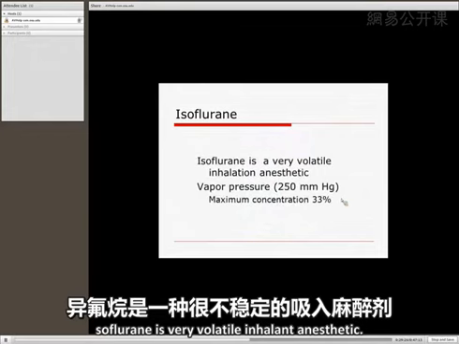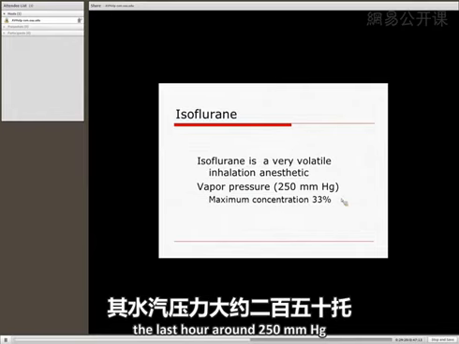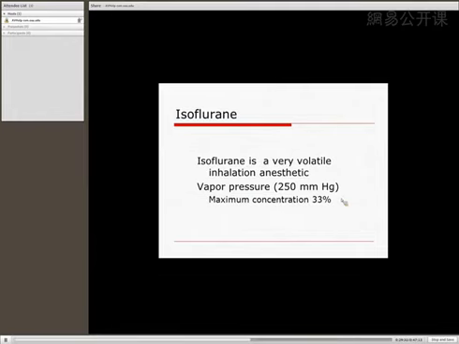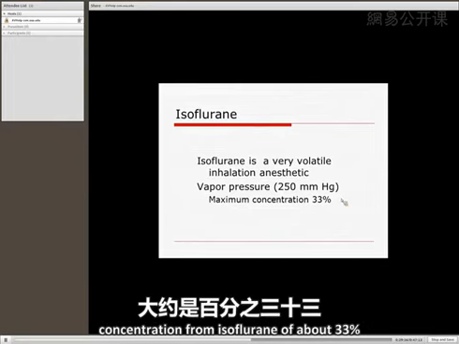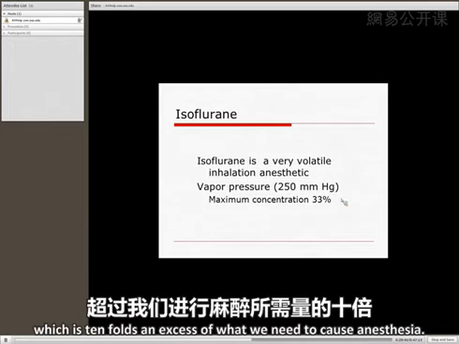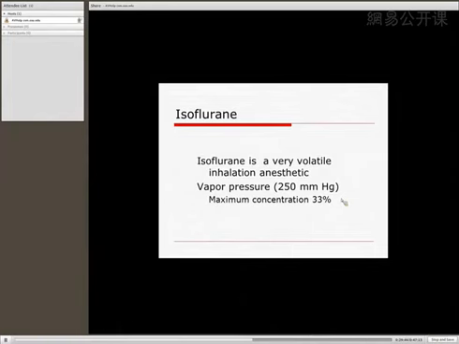Isoflurane is a pretty volatile inhalant anesthetic. It has a vapor pressure, as we said last hour, of around 250 millimeters of mercury. And so we can attain a maximal concentration from isoflurane of about 33%, which is tenfold in excess of what we need to cause anesthesia. So again, we need to control that vaporization.